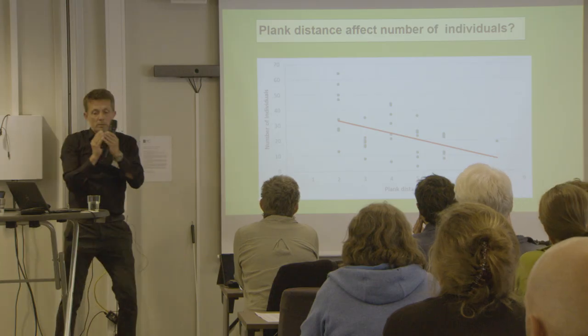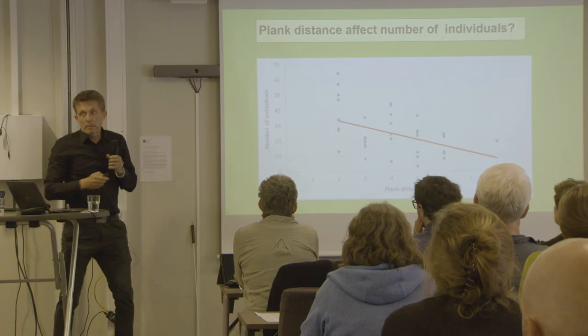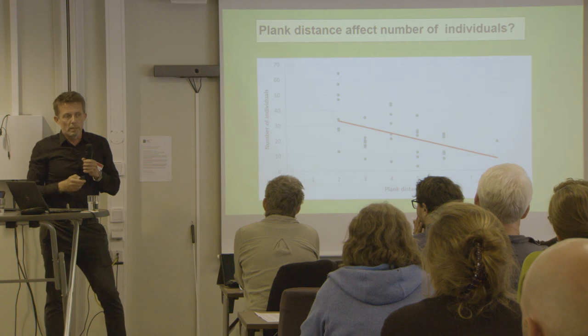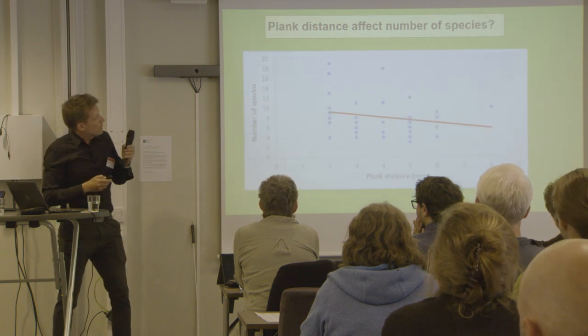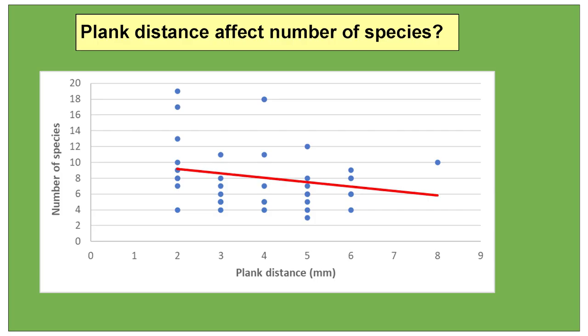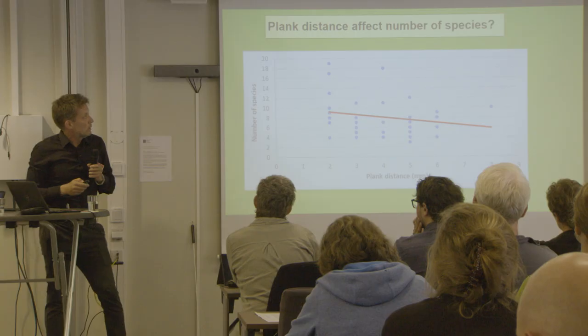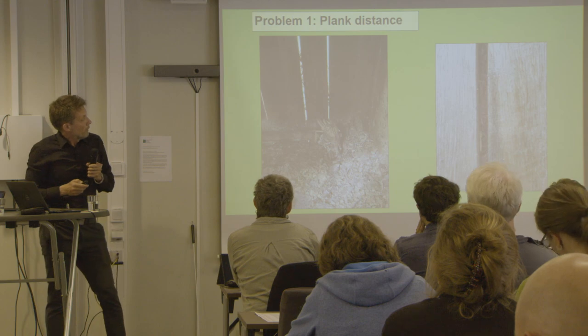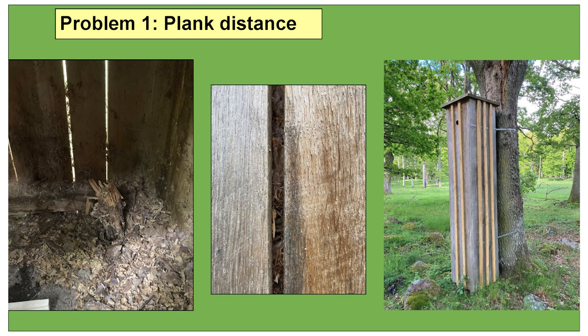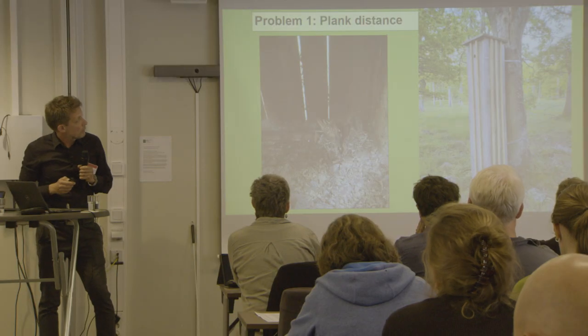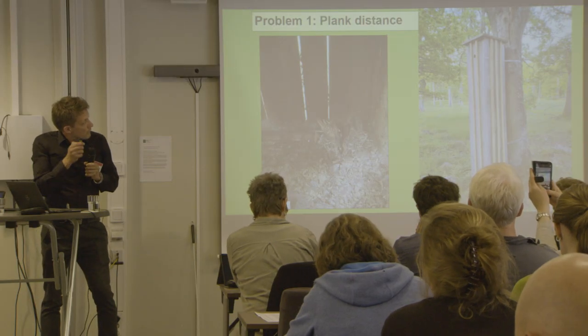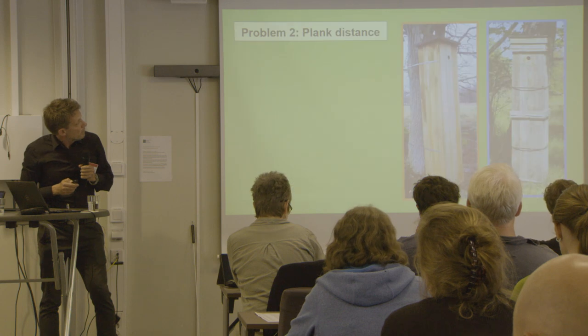The bigger the distance between the planks when they dry, the fewer species you get. It probably dries out the boxes. And the same goes for the number of species. So both the individuals and the number of species were decreasing with drought, probably. So that's a problem. We have solved it on the boxes now, we covered the cracks, the distances.